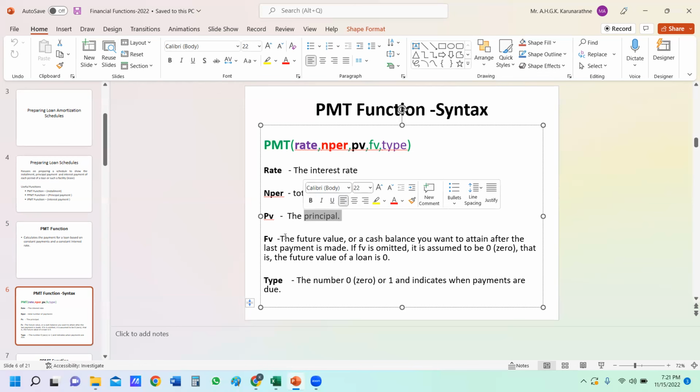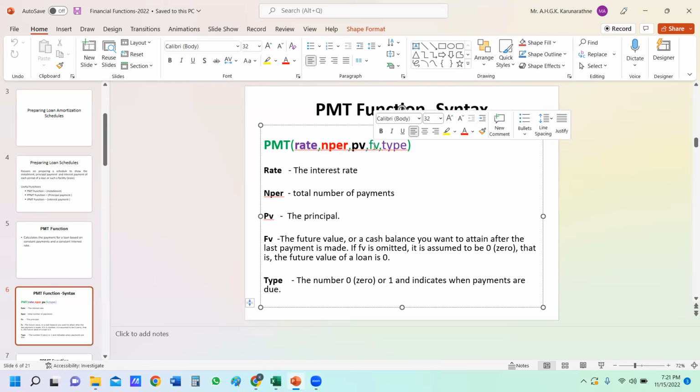In addition, there's another variable here called FV. FV means, let's say you borrow 1 million from a bank and you agree to repay the loan by paying, let's say, 60 monthly installments. Over 5 years, we pay off this 1 million in 60 monthly installments. Sometimes, at the end of the loan period, your loan balance becomes zero. That is the usual case.